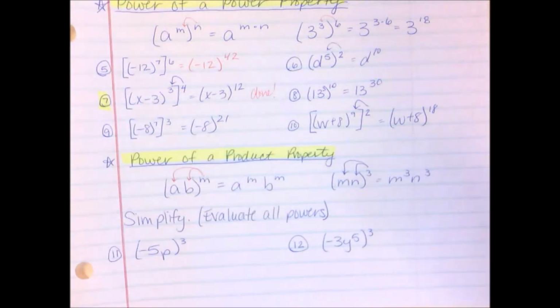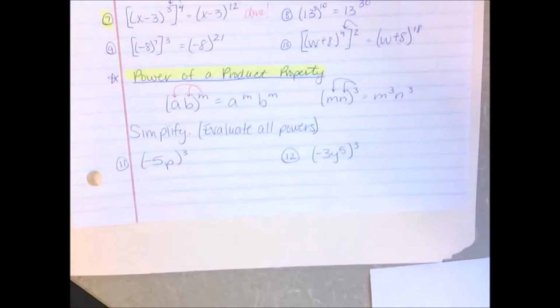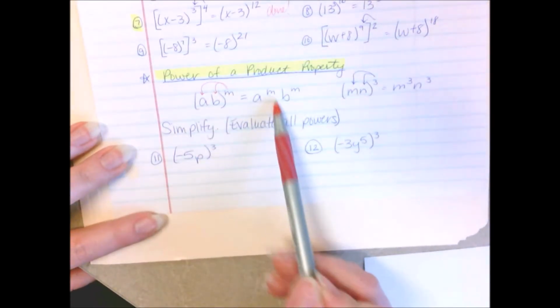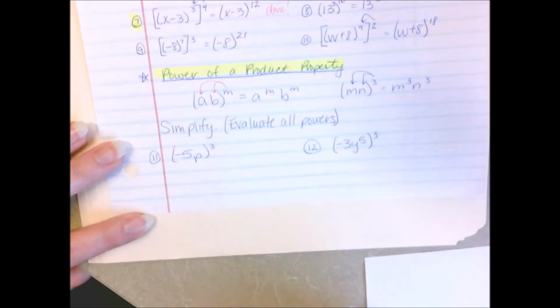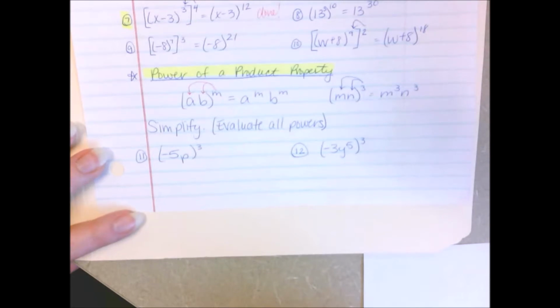Our next property is power of a product property. And that means that when you have an exponent outside of a parentheses with more than one thing in the middle, you can take that inside. So that means this m can come to both a and b. In an example, for instance, this 3 can come into the m and the n, so we get m to the 3rd and n to the 3rd as well.